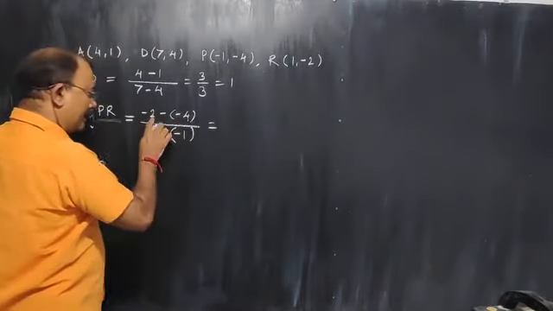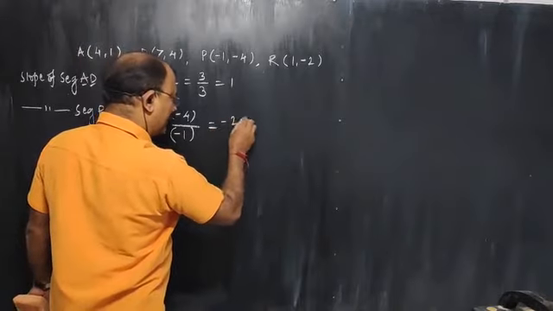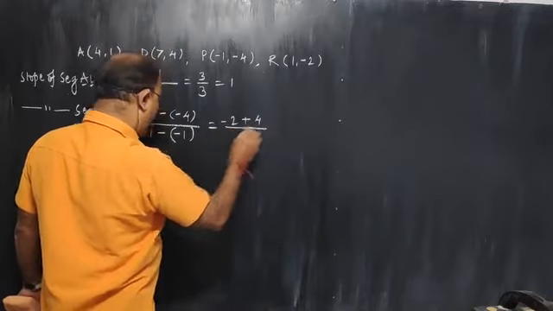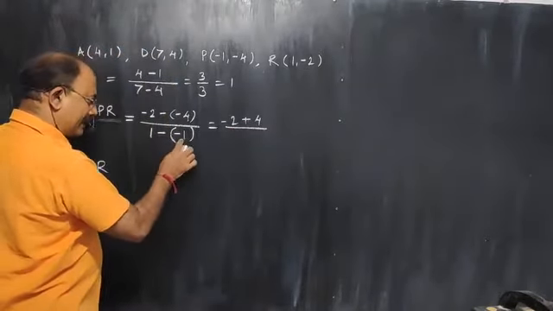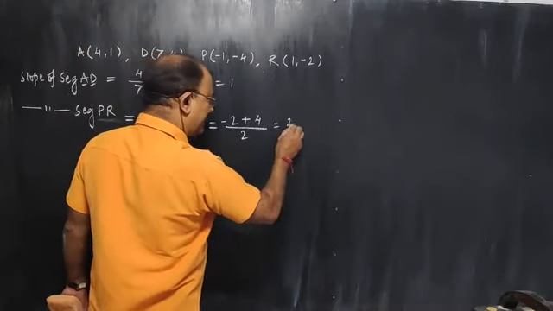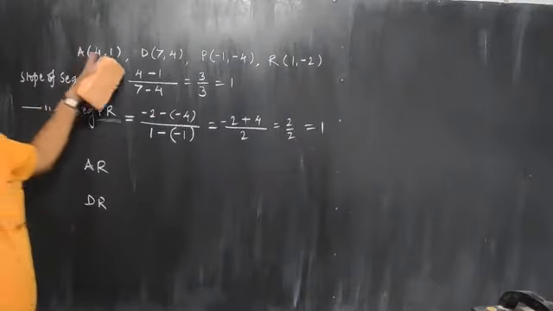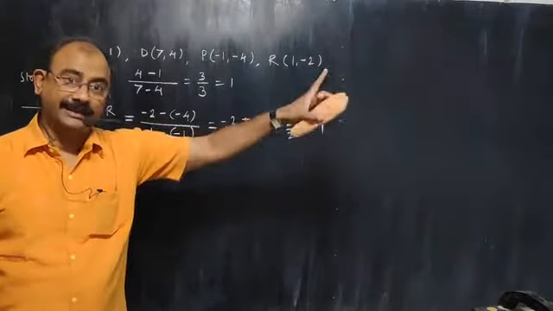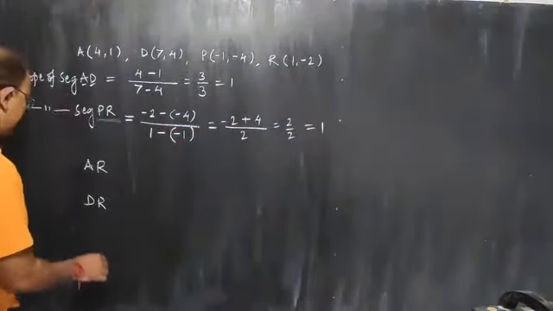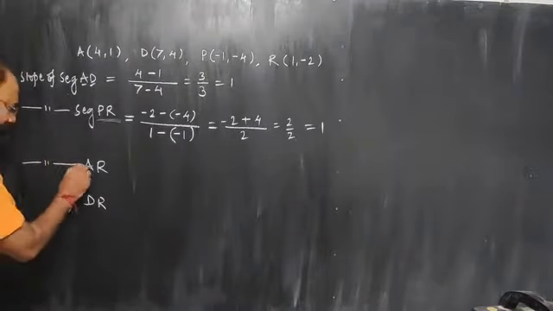So what do you get? Minus 2 plus 4 upon minus minus plus, so 1 plus 1, 2. So what are you getting? 2 by 2 equal to 1. I told you that I took points from the same line. That is most important. Again, let us calculate the slope of segment AR.